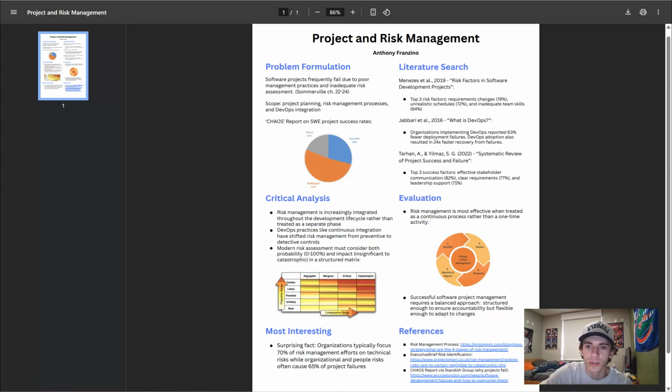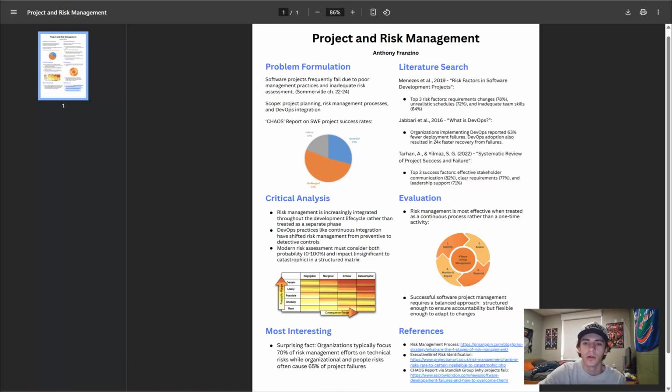The next literature example was What is DevOps? It is reported that DevOps reported 63% fewer deployment failures and also 24 times faster recovery from failures. And then the next one was a systematic review of project success and failure.